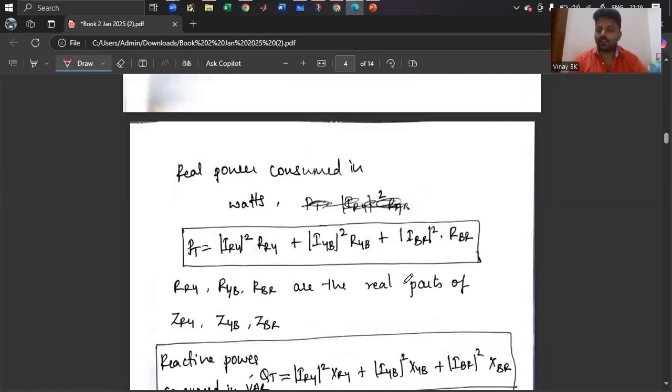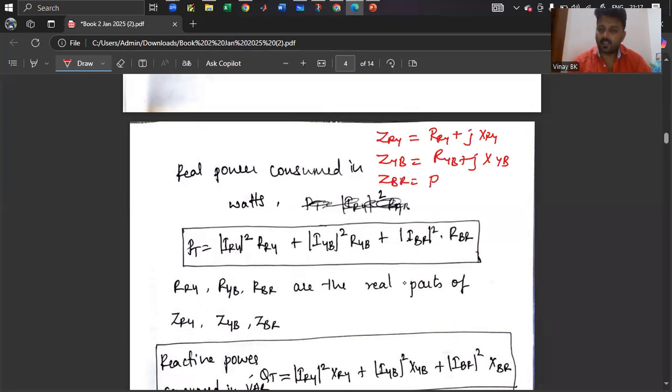Then you need to find the real power, reactive power and apparent power. The impedance loads will have ZRY equal to RRY plus j into XRY. Either it is plus j or minus j. If it is plus j, it is an inductive load. If it is minus j, a capacitive load. If there is no j, a resistive load. Similarly, how do we write ZYB? ZYB is written as RYB plus j into XYB. Similarly, ZBR is RBR plus j into XBR.